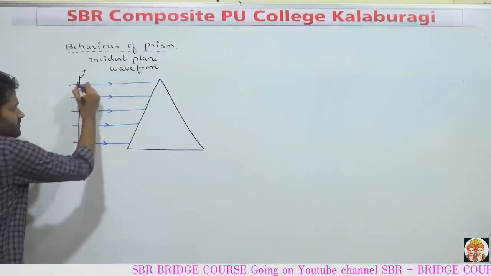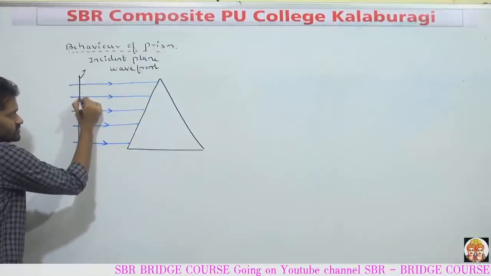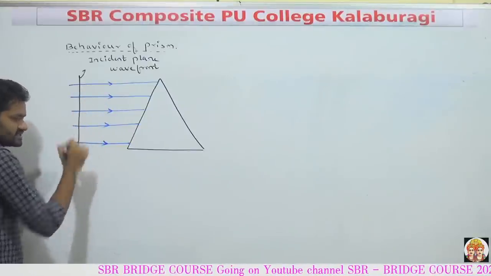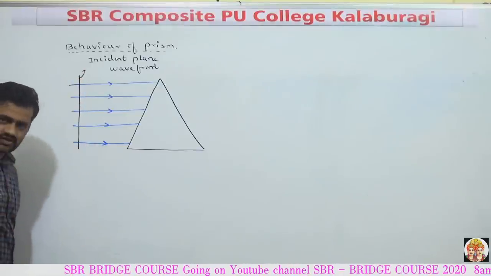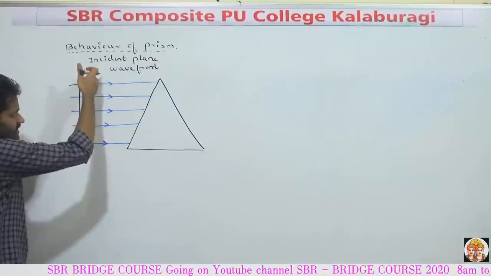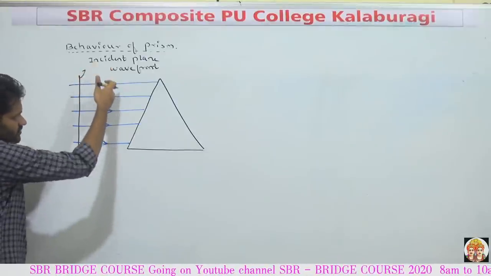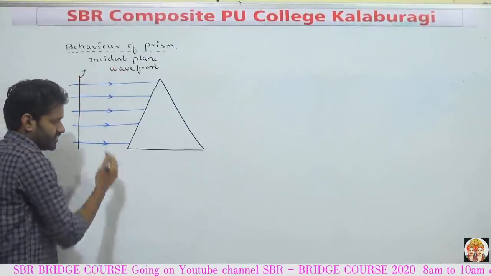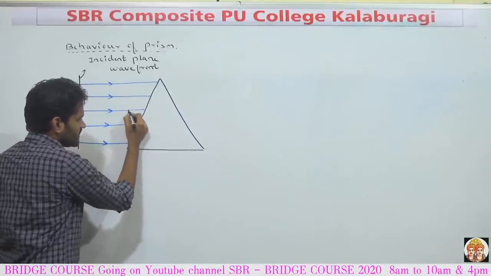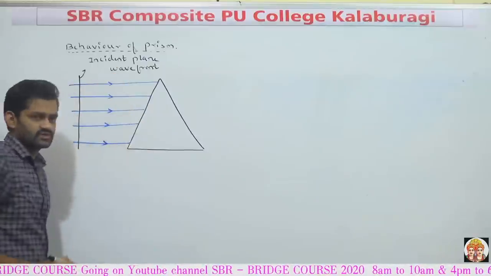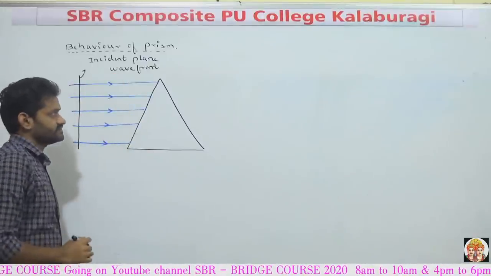At this point, whatever particles are there, all these particles are in the same phase. When you join all those particles, you will get a wavefront. So here, the next wavefront will move here, the next wavefront will move here, the next wavefront will move here. At this point and this particle are in the same phase. Okay. Next.